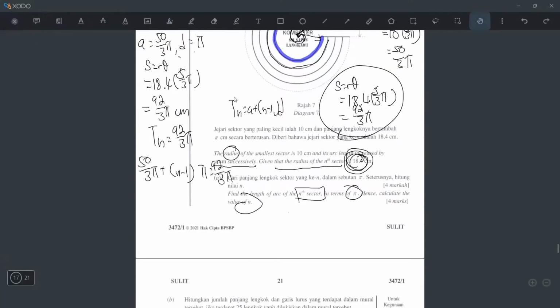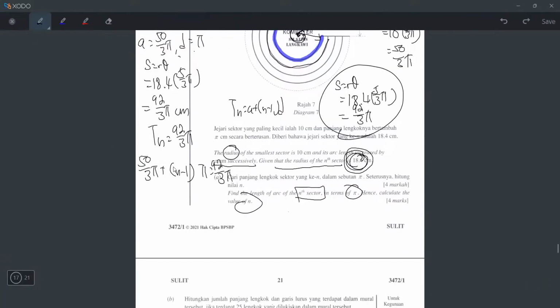Now you just move terms, and then you solve for n. Actually, you can divide everything by pi. You can just cancel the pi at every place, because you divide by pi, so everything disappears. So just left with n minus 1 equals 92 over 3 minus 50 over 3. So n minus 1 equals 92 over 3 minus 50 over 3, which is 14. And then 14 plus 1 is 15. That's it. That's the answer.